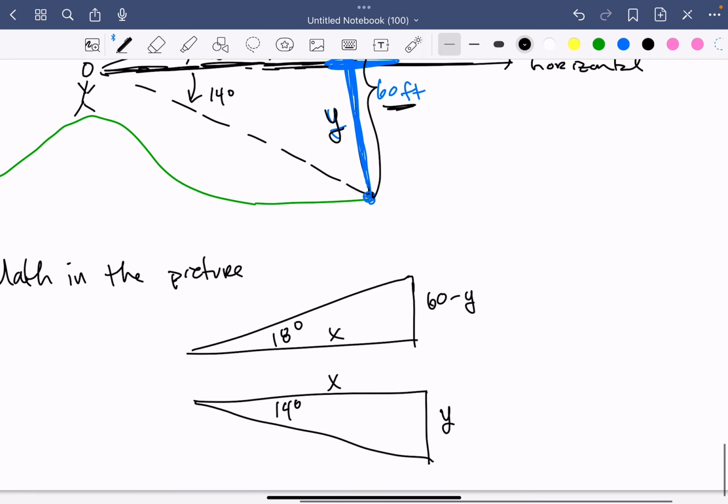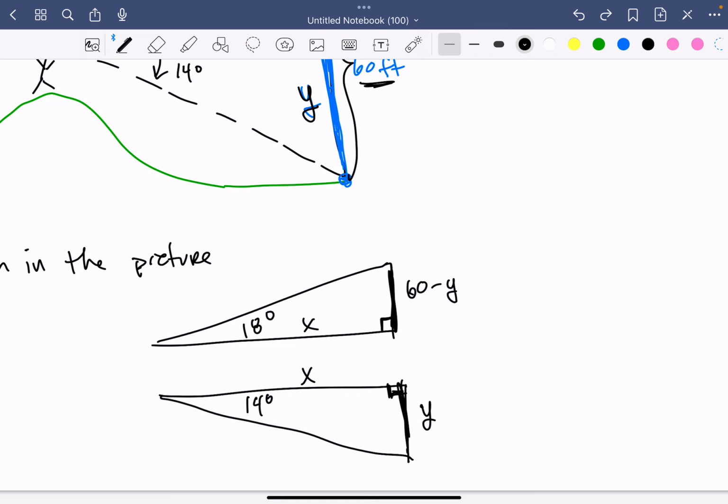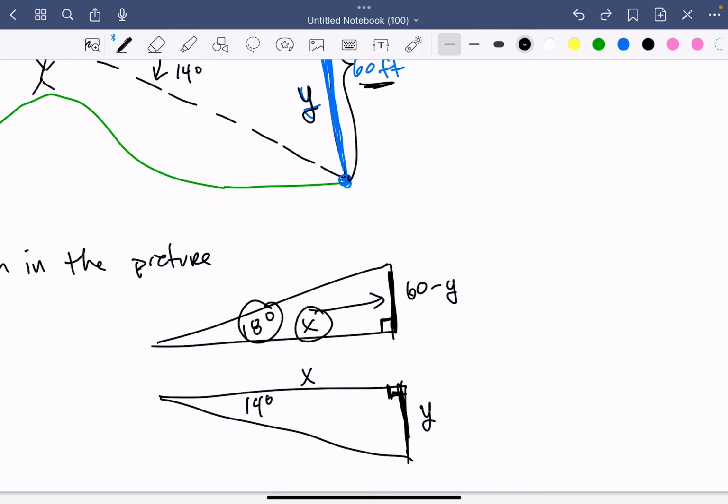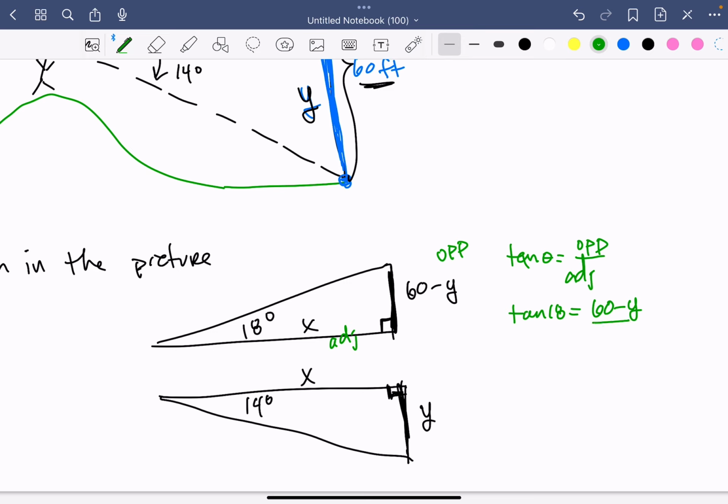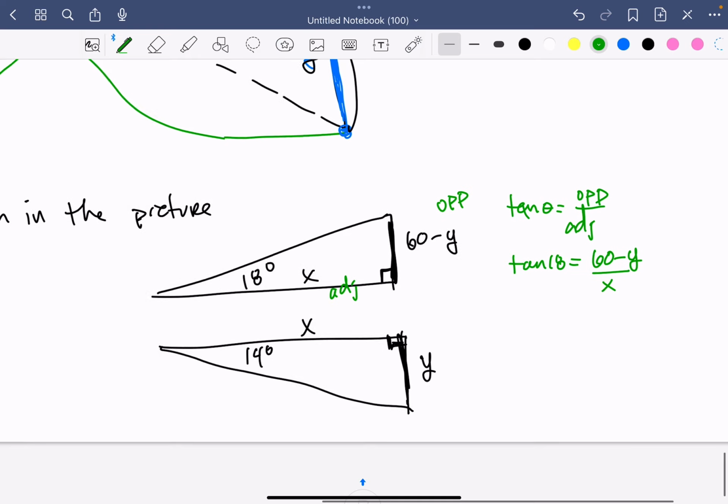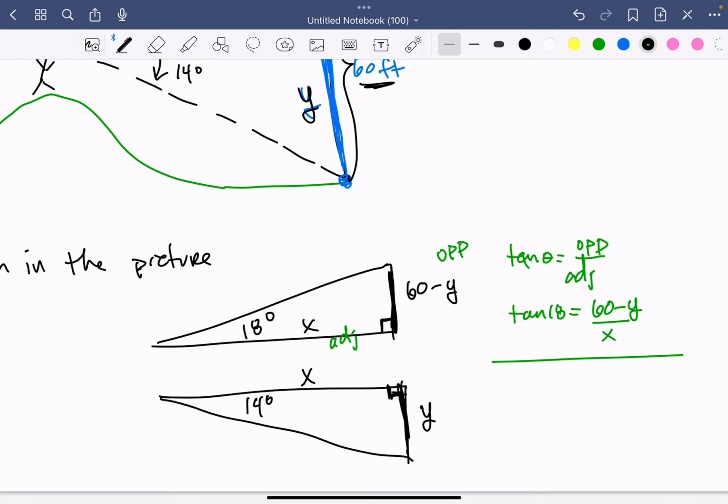So let's just start making some true facts. Both of these are right angles because the flagpole goes straight up and down, and the horizontal goes perpendicular to the flagpole, because that's what horizontals do. So if I have an angle and I have its opposite and its adjacent, so for 18 degrees, this is opposite of 18 degrees, and this is adjacent to it. Well, then that means that if I take opposite divided by adjacent, I have tangent. In this picture, the tangent of 18 degrees is equal to my opposite, which is 60 minus y, over my adjacent, which is x, right? So that's one true fact that I know. I've gotten that far. Good job. Let's just put a pin in that.